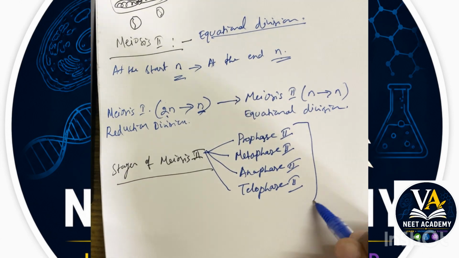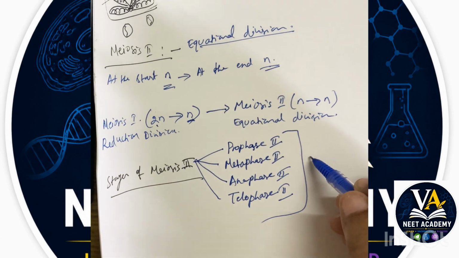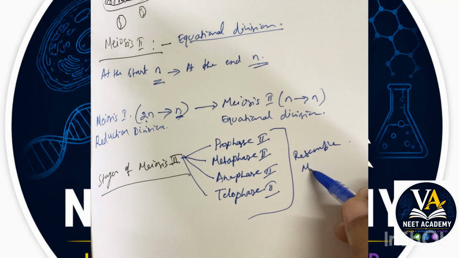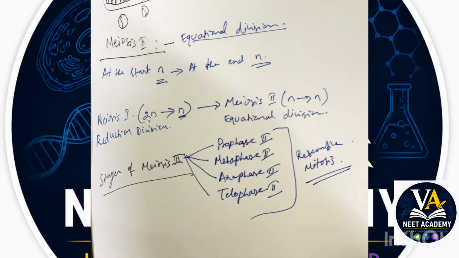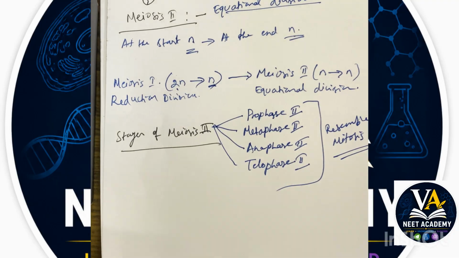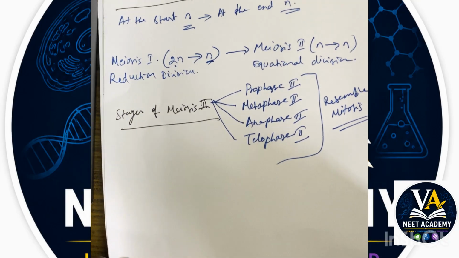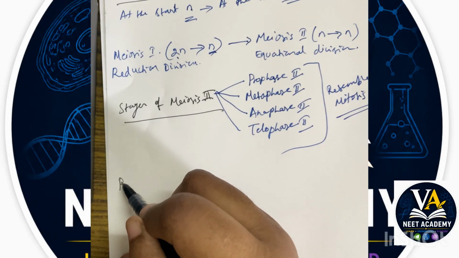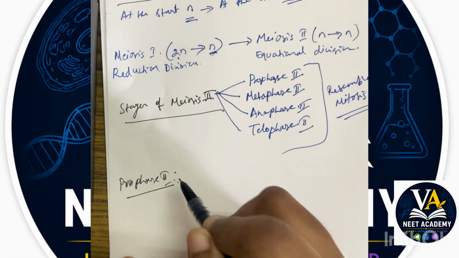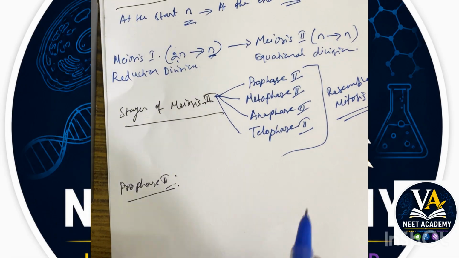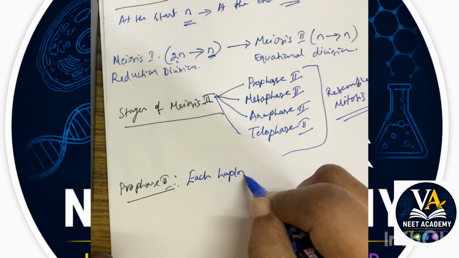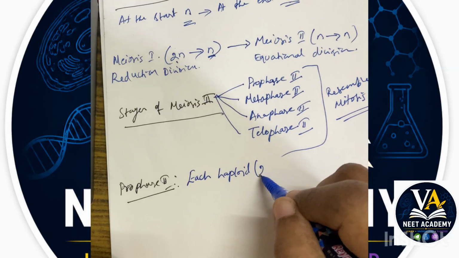These stages closely resemble the mitosis process. So today's class will not be very confusing, you just have to follow mitosis. Okay, so we'll start with the first phase, which is prophase II. So what are the events happening in prophase II? Now here each haploid cell, so you have got how many haploid cells? 2 cells, isn't it?